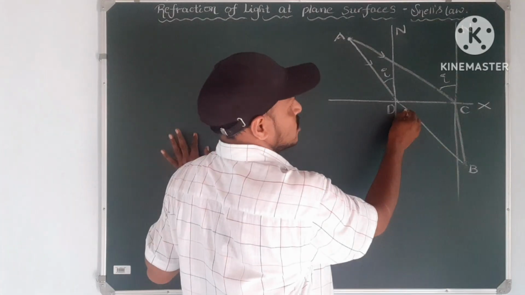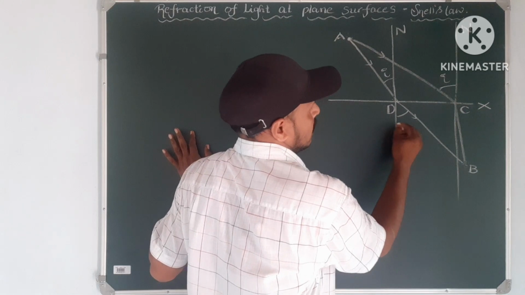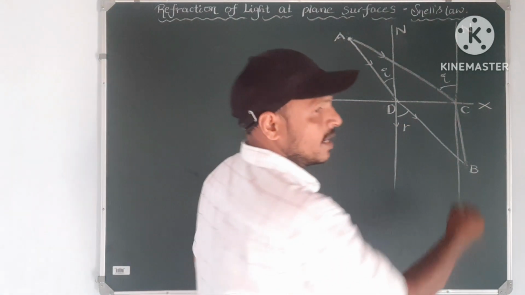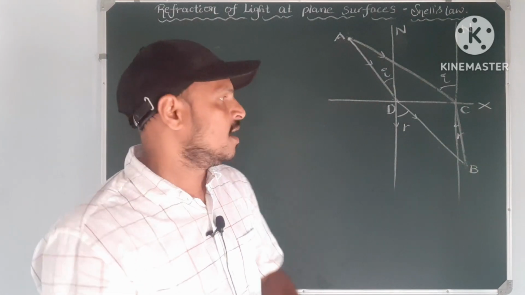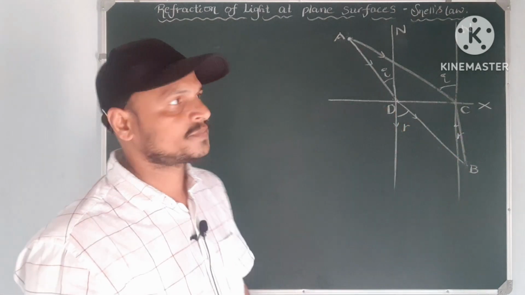And the angle of refraction, so the refracted ray and the normal make the angle of refraction R, and this is also R. So these two points are very nearest points, that's why the angle of refraction is the same.